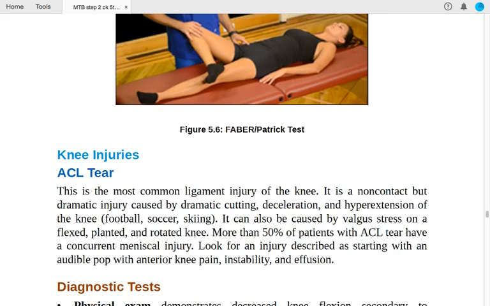Look for an injury described as starting with an audible pop with anterior knee pain, instability and effusion. Most of the time, if it's a case of anterior cruciate ligament tear, you will actually hear this audible popping with anterior knee pain. There is instability of the joint and effusion is also there. Then you should always make a diagnosis of anterior cruciate ligament tear, right?